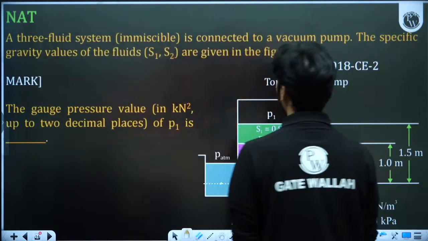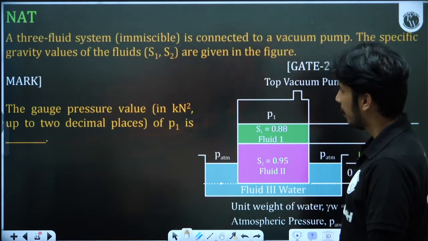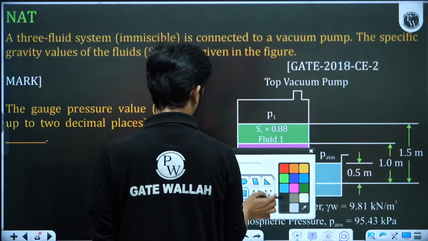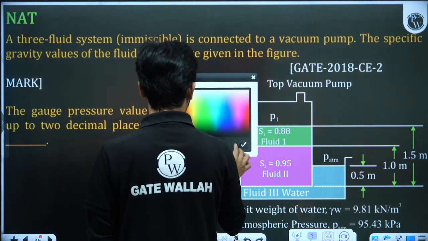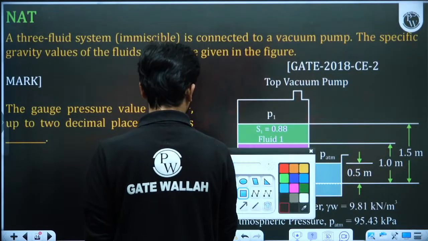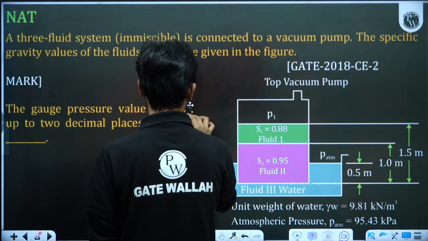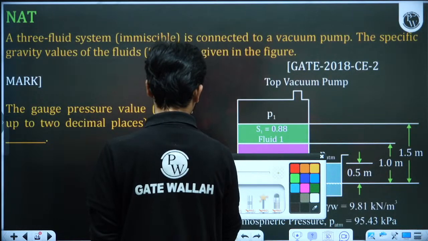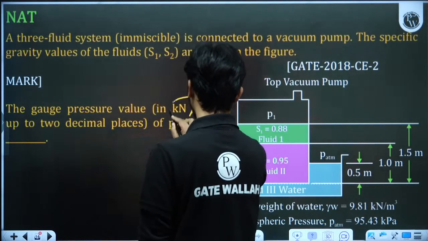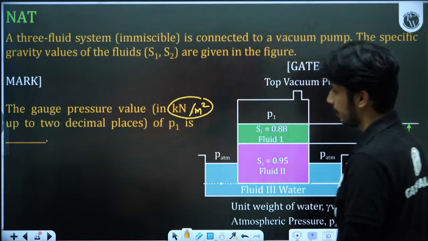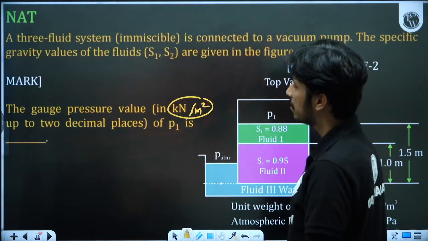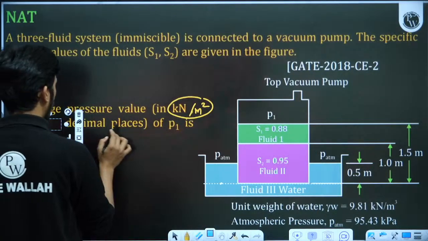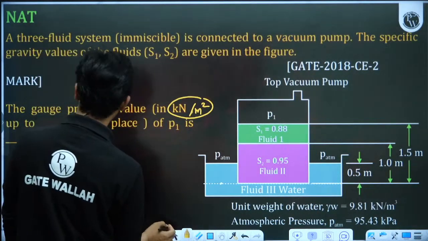Now what is it is asking? It is asking the gauge pressure in kilonewton per meter square. The gauge pressure in kilonewton per meter square should be there. Kilonewton per meter square. So you do not have to give answer in 2 decimal places. You have to give answer only in 1 decimal place. Because I know now in 2 decimal places a lot of students will do the mistakes. Just give the answer in 1 decimal places only.